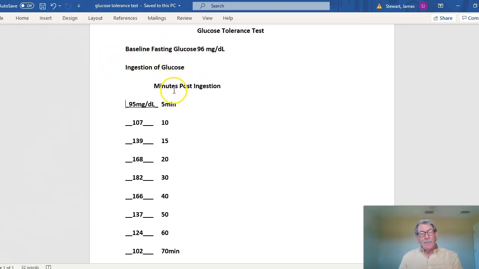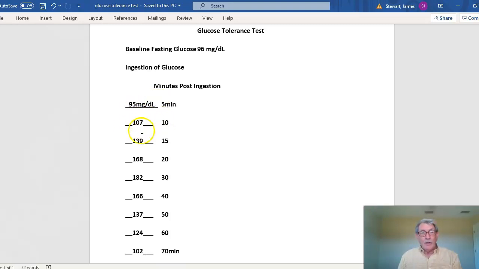Then I waited 5 minutes and I took another sample. I took one at 10, 15, 20, 30, 40, 50, 60, and 70 minutes. And I watched what my glucose did. So, a big bolus of glucose goes into my blood because I ate it. At 5 minutes, I was still right around here. It hadn't really started going into my bloodstream yet. It takes a couple of minutes for it to start crossing the intestinal membrane and move into your bloodstream.